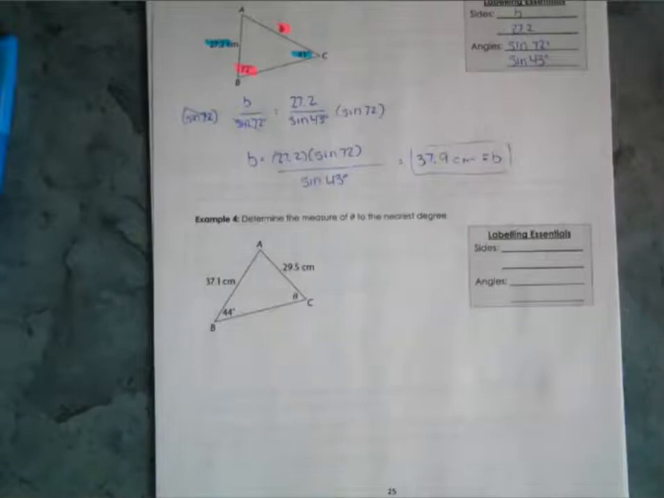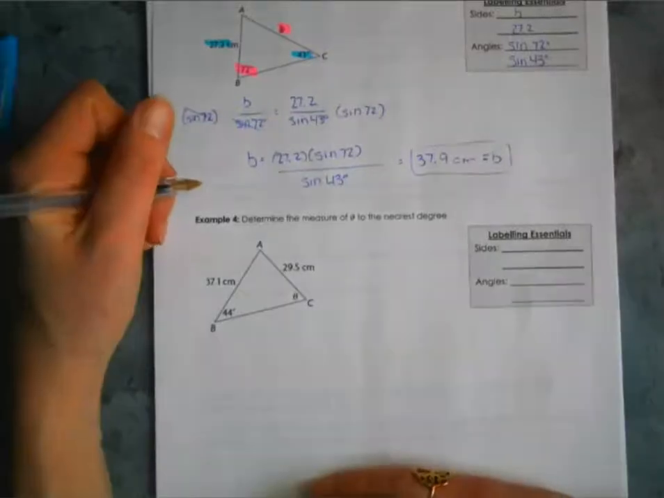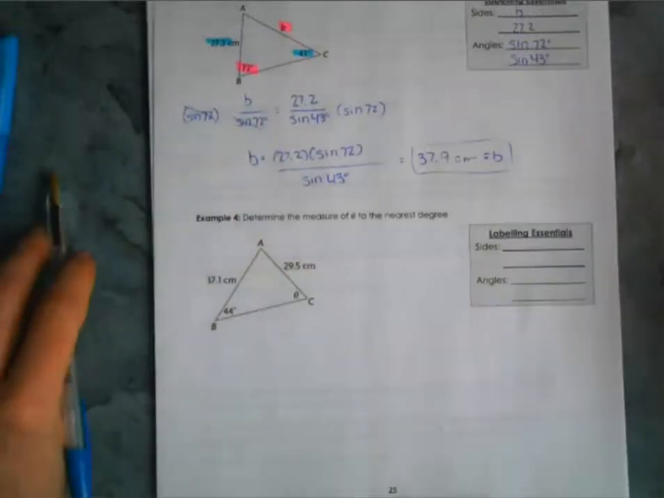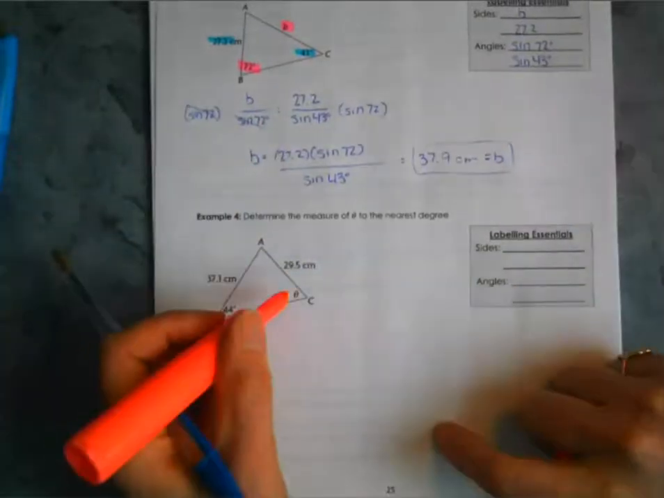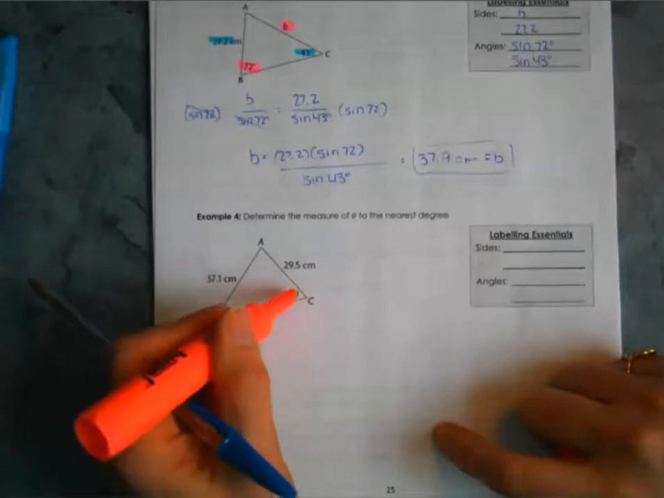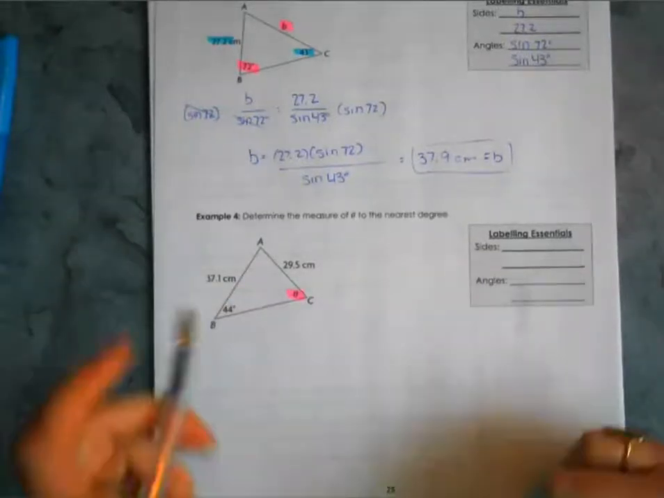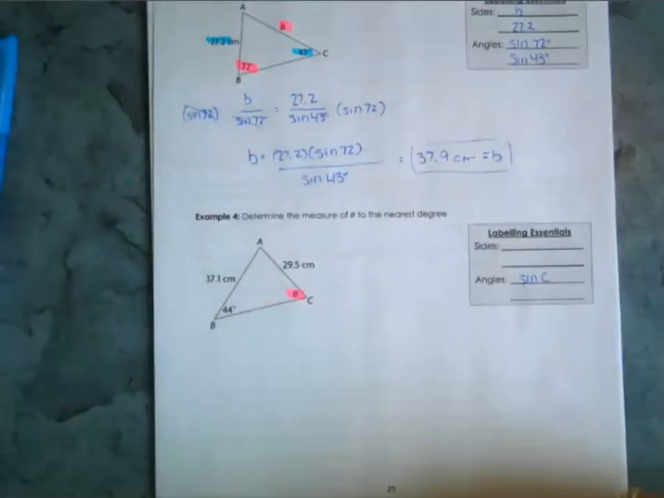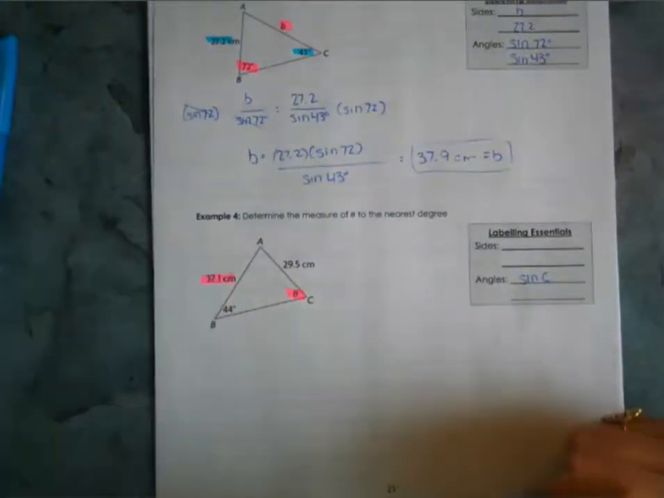Okay, let's try example 4. Okay, so with example 4, we're looking for an unknown angle in this case. So the unknown angle is theta, which is angle C. Okay, so we're looking for, in terms of angle, we want sine C, and the side that's across from that is 37.1.